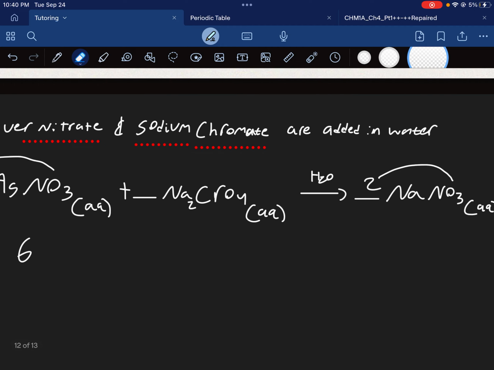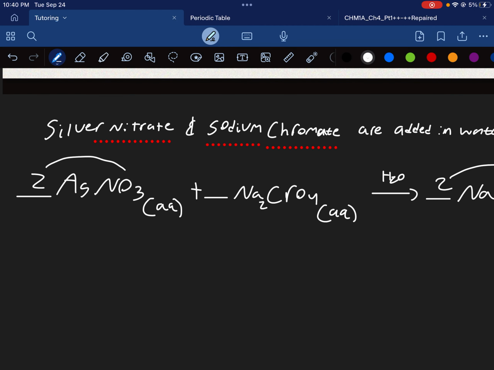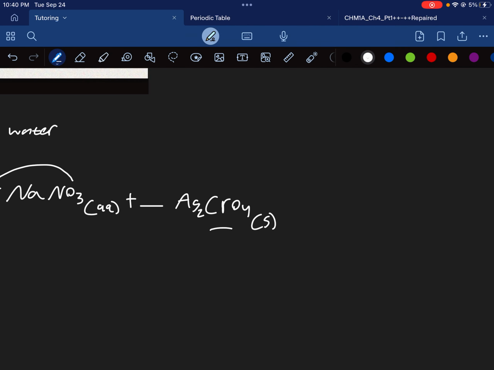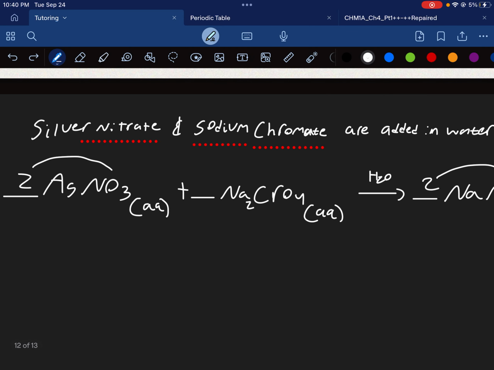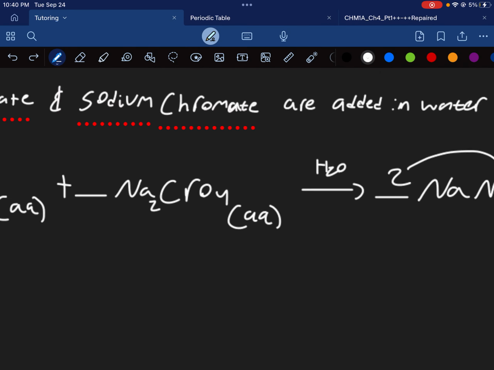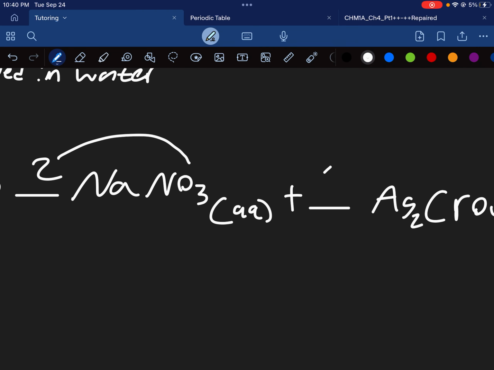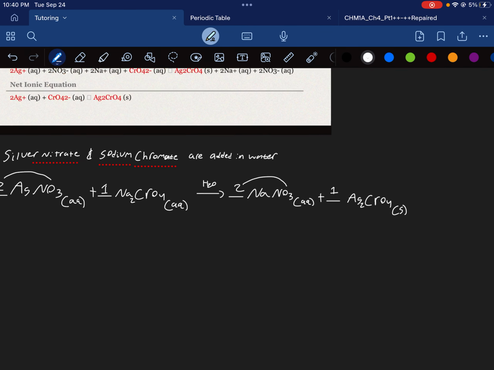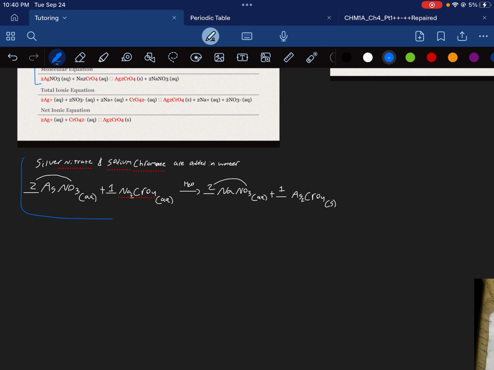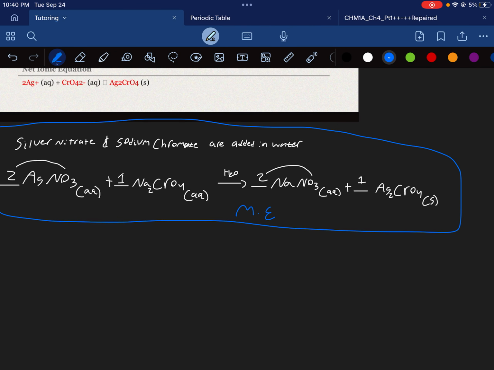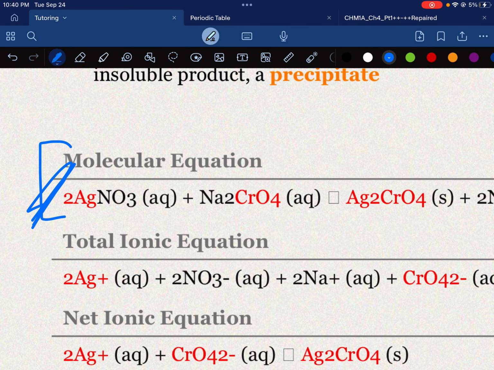Chromium, there's 1 chromium on the reactants and there's 1 chromium on the products. So chromium is balanced, and because everything else is balanced, we're just going to add a 1. And that's basically how you find the molecular equation. That's literally it. I'm going to just label this as ME, for molecular equation. That's all you have to do to solve the molecular equation.